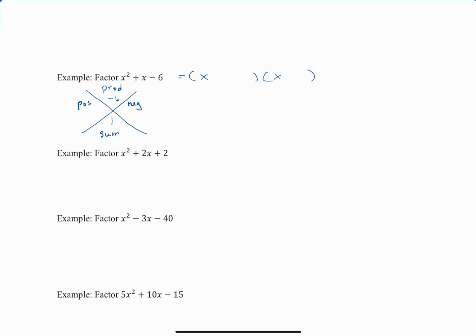So some type of 6 and 1 or some type of 2 and 3, but any positives or negatives with 6s and 1s is not going to add up to 1. So it's got to be something like a 3 and a 2. Let's make the 3 positive and the 2 negative, because that way they add up to positive 1. So I'll have x plus 3, x minus 2. And again, you can FOIL that out to check.